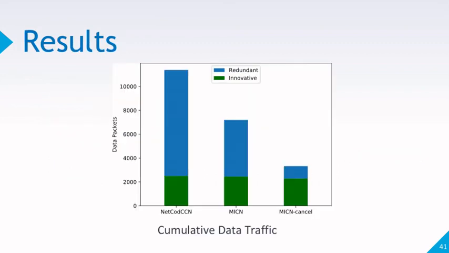As a result, we were able to reduce the total traffic in the network by quite a lot. As we can see here, MICN cancel has very little redundant traffic compared to MICN. And then we compared it to one other protocol, netcode CCN, which combines network coding and ICN and also reaches maximum throughput at the consumer nodes.